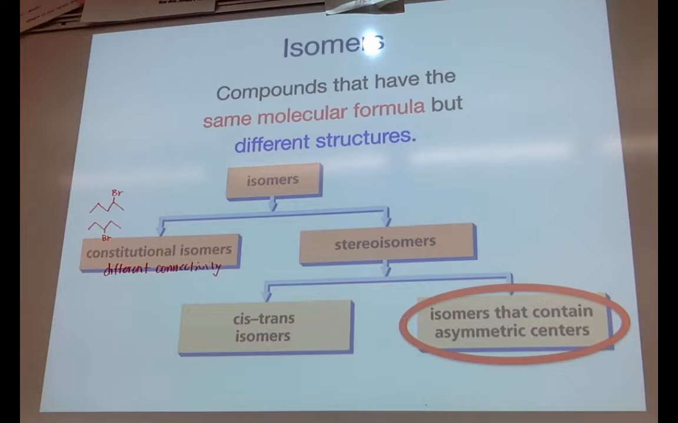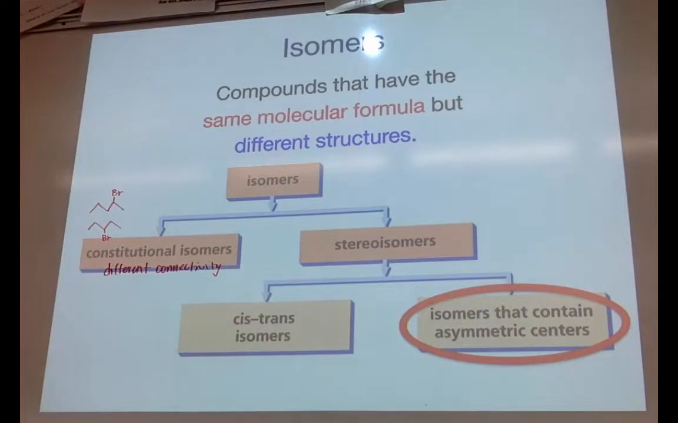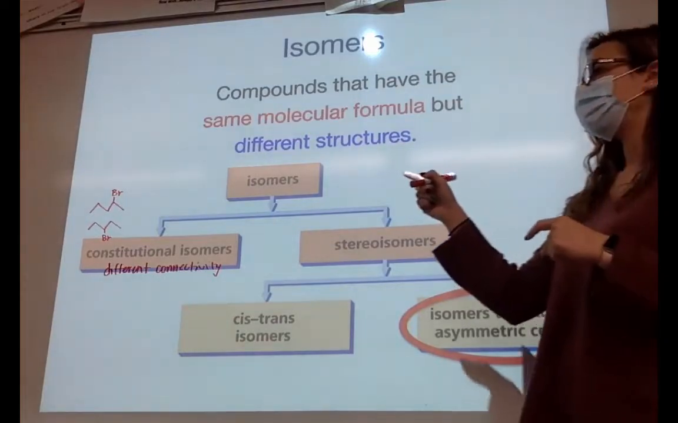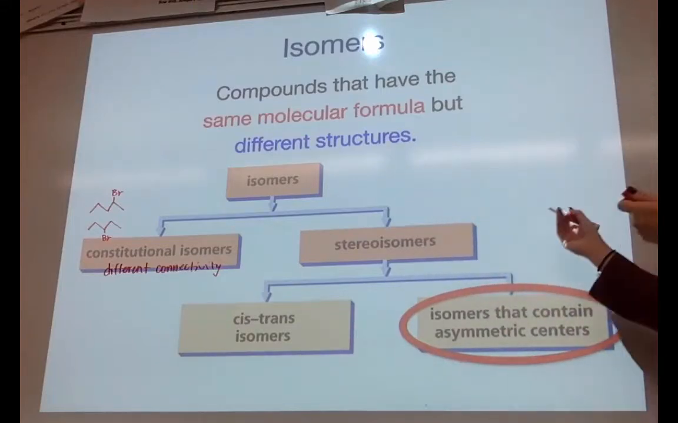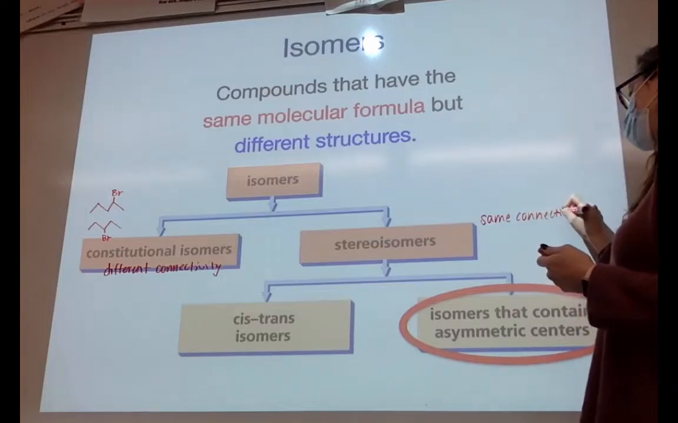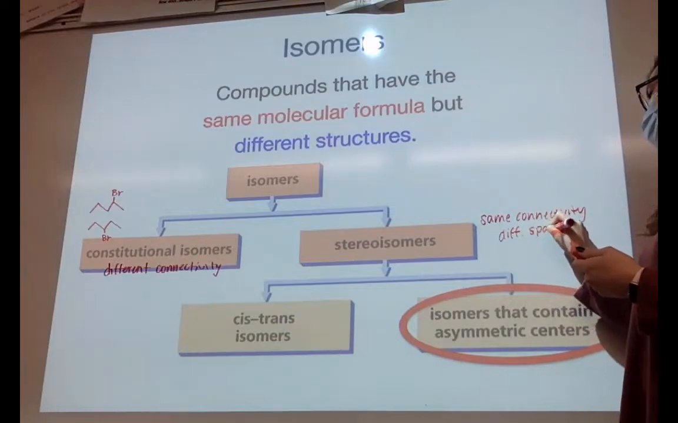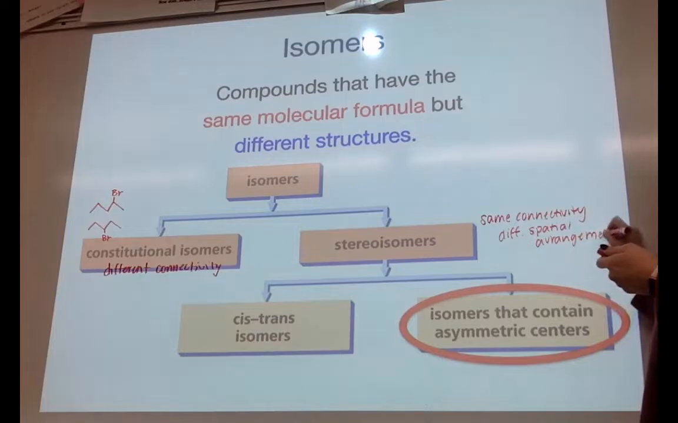Then we get into stereoisomers. We've actually already talked about one type of stereoisomer when we looked at cis and trans. A stereoisomer has the same connectivity, it's just a different spatial arrangement. I'm going to put spatial arrangement just so that we know it's not the arrangement of the connections. Remember when we did cis and trans, we looked at the chair conformations.